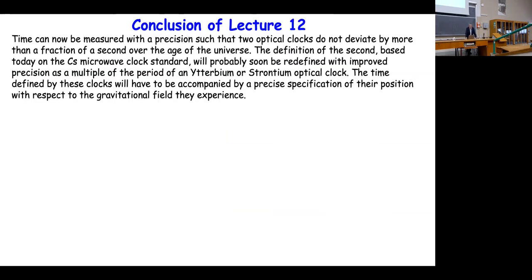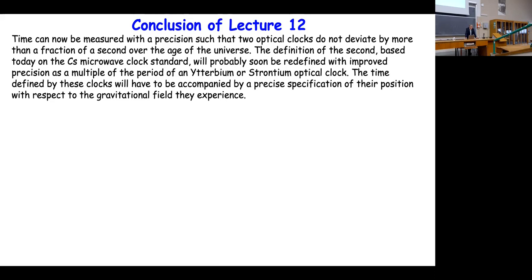So time can now be measured with a precision such that 2 optical clocks do not deviate by more than a fraction of a second over the age of the universe. The definition of the second, which is still based today on the cesium microwave clock, will probably soon be redefined with improved precision as a multiple of the period of one of these ytterbium or strontium optical clocks.